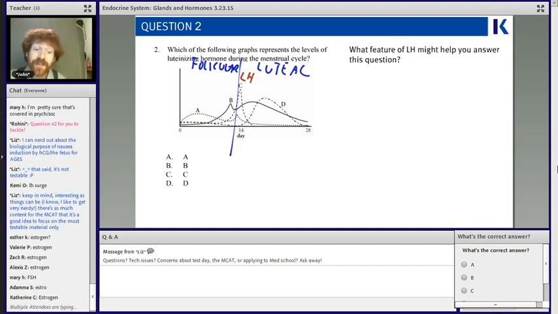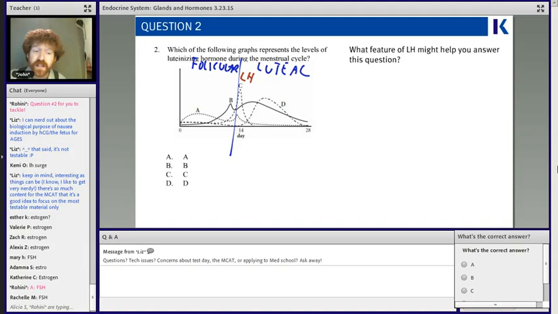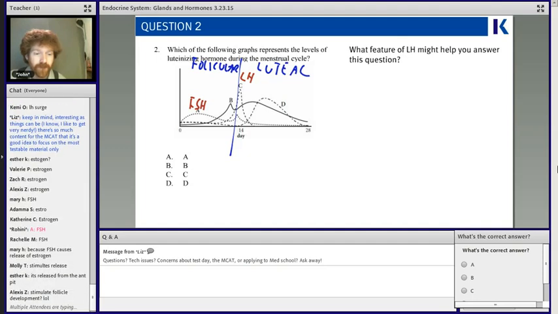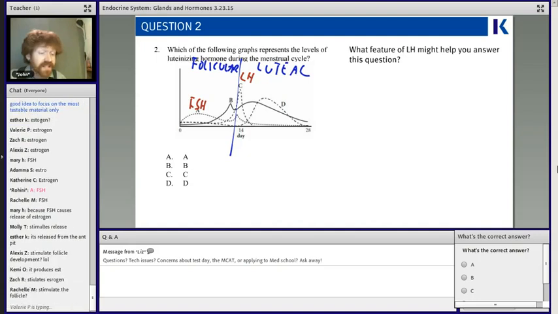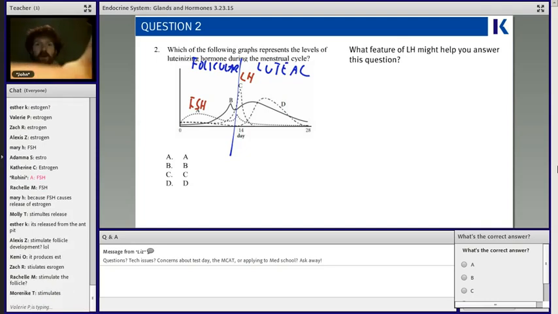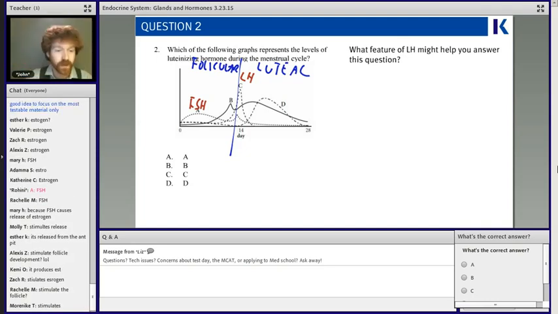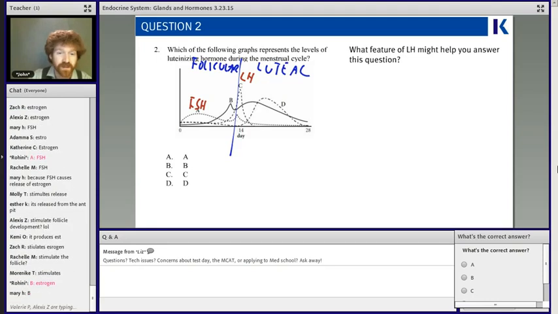It's actually FSH. Why do we know that FSH is going to happen before estrogen? Why would you have FSH first? Bingo, exactly. There we go, because it's FSH that stimulates the follicle to develop and then start to, of course, release estrogen. So then estrogen, of course, would be which one? Using that, notice the one that rises in response.